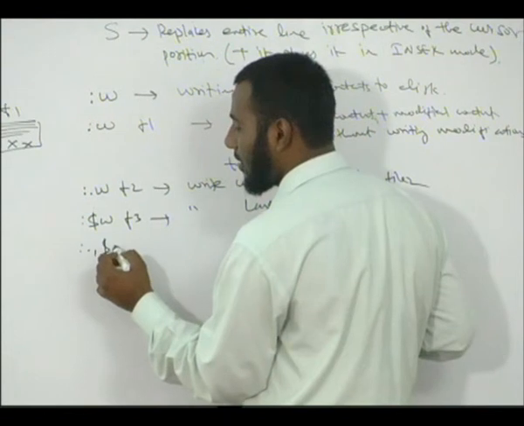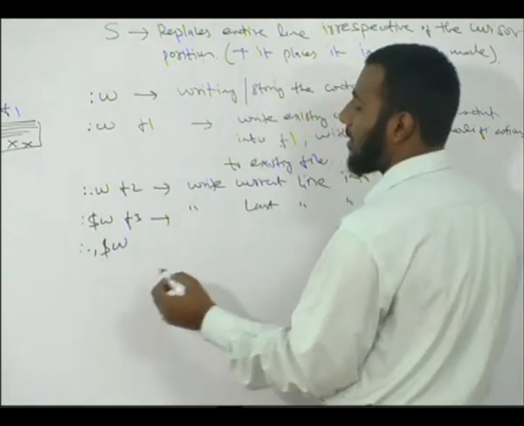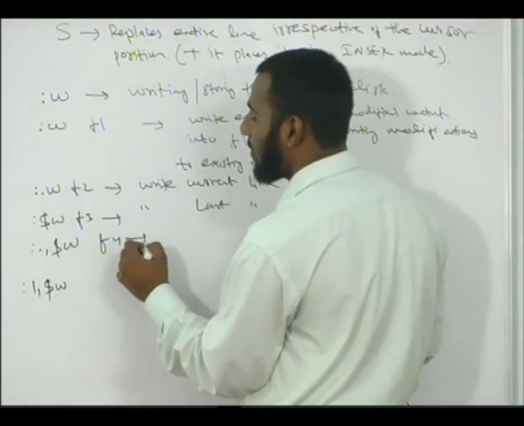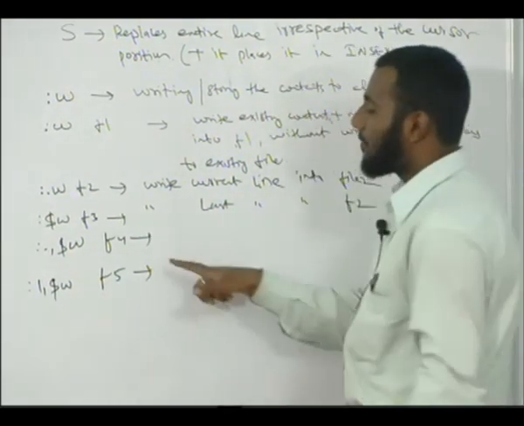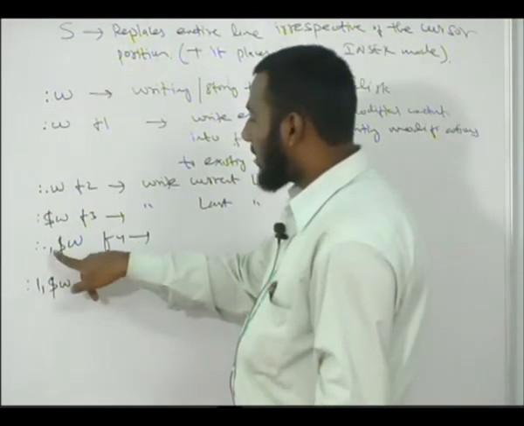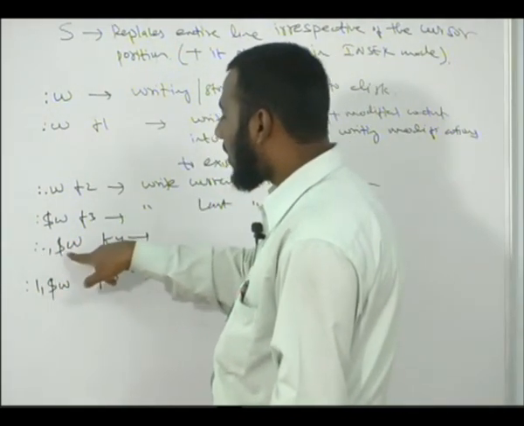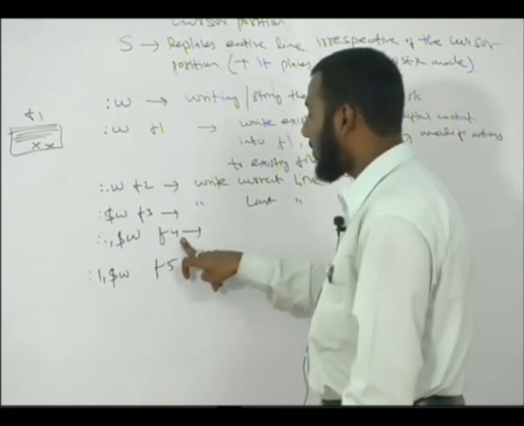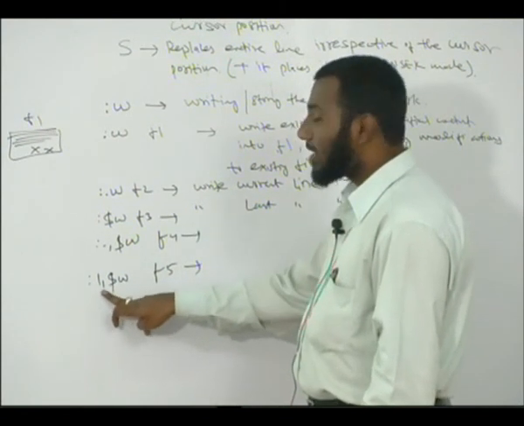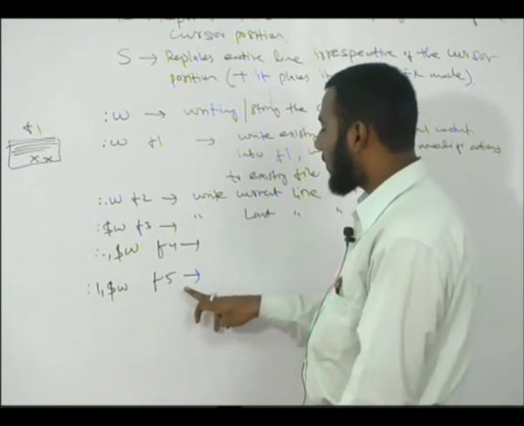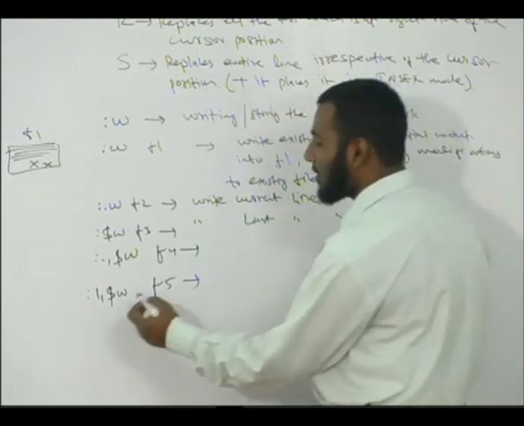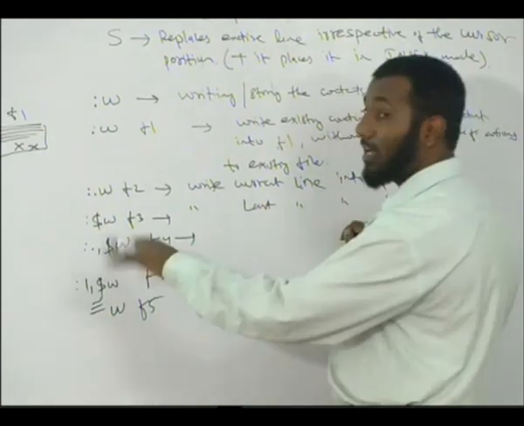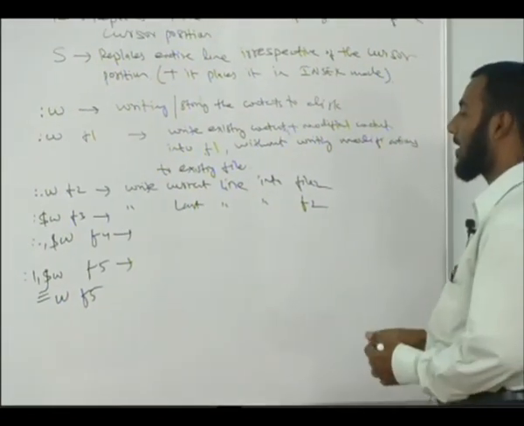Dot comma dollar W, and what is the difference between 1 comma dollar W to file 4 and to file 5? The difference between these two commands is that dot comma dollar W will write the contents of the file from the current line to the last line into file F4, whereas 1 comma dollar W will write the entire content of the file into file 5. The equivalent command for this is WF5, so write the entire content to F5.